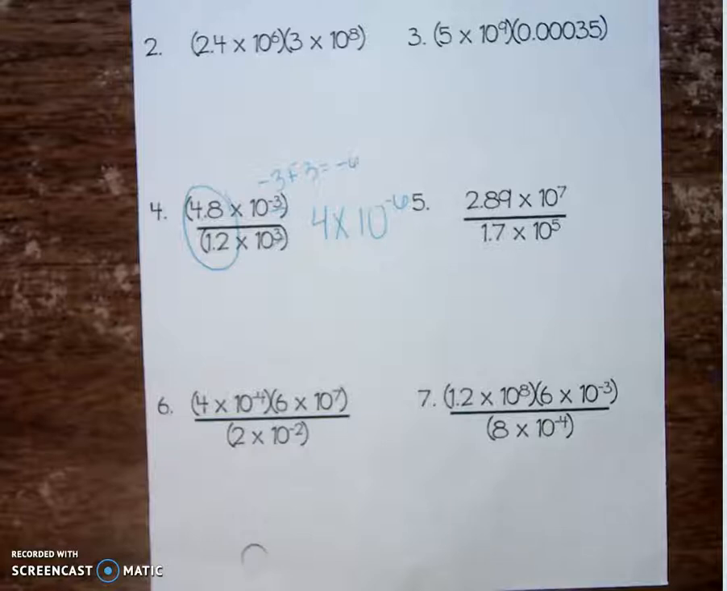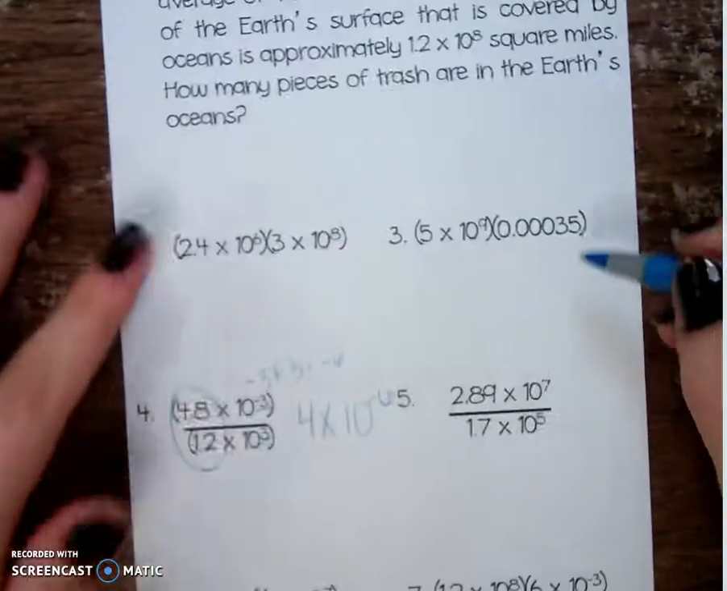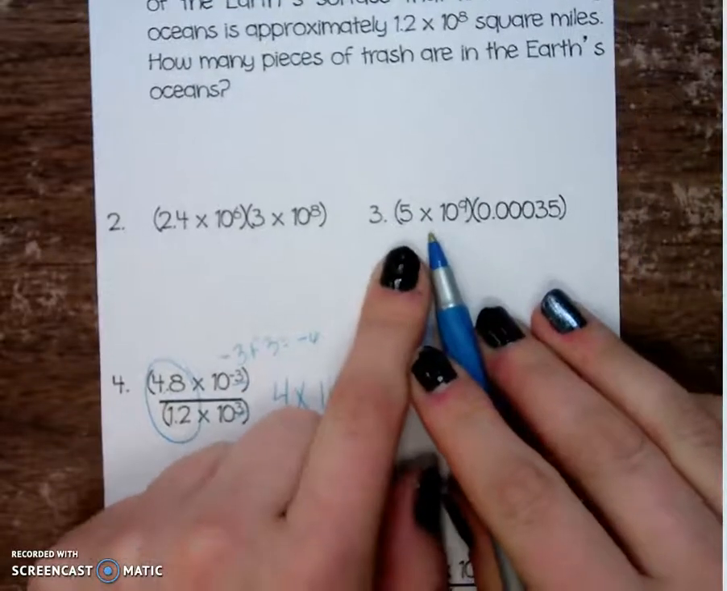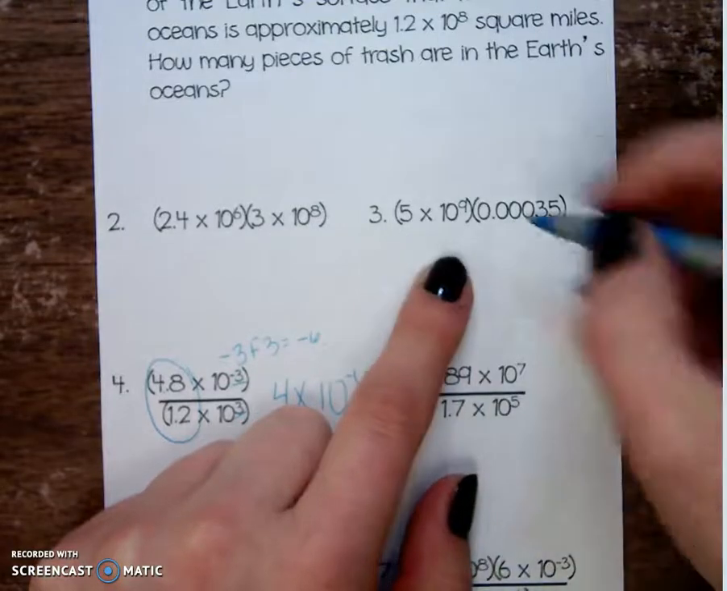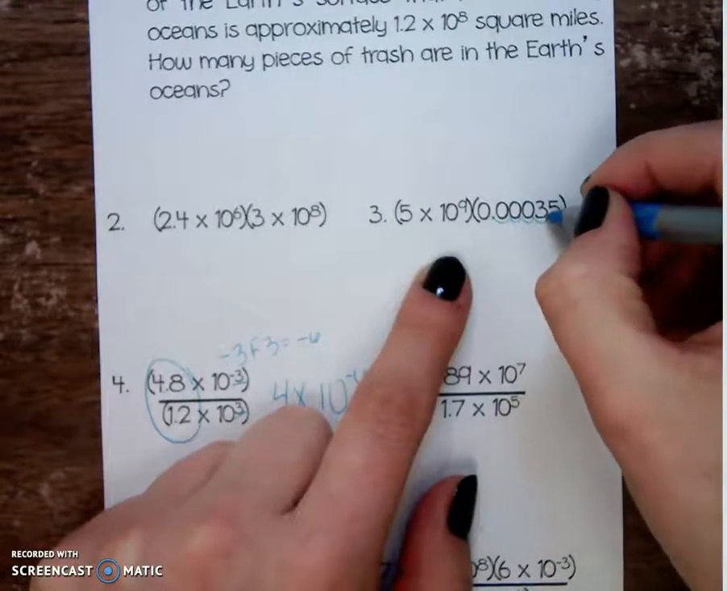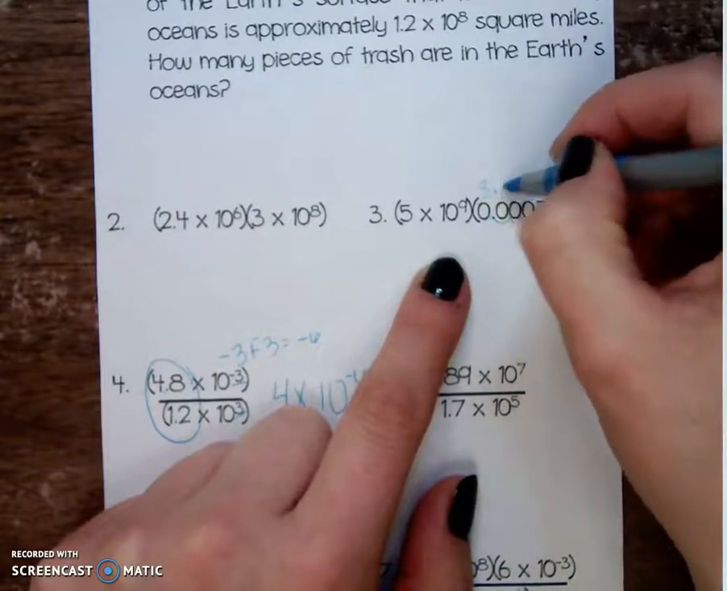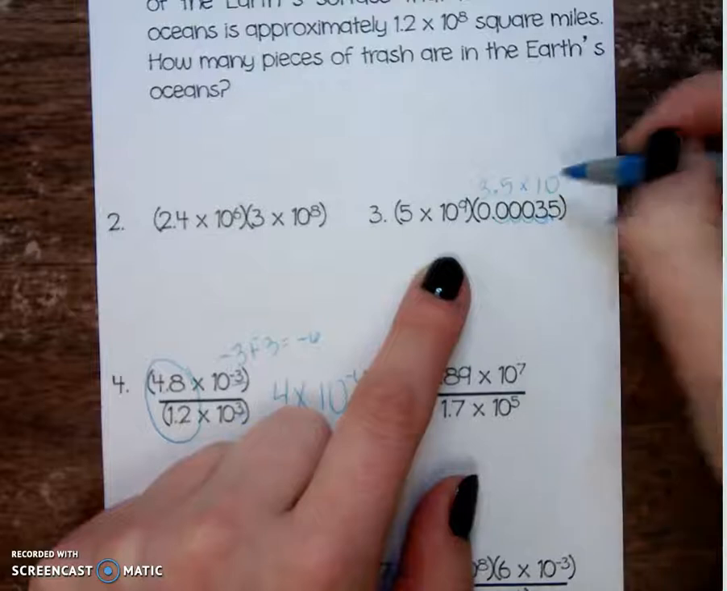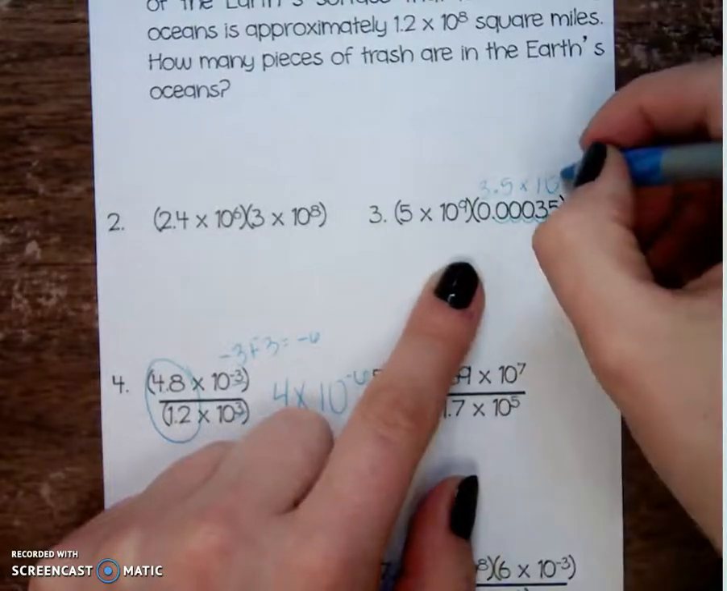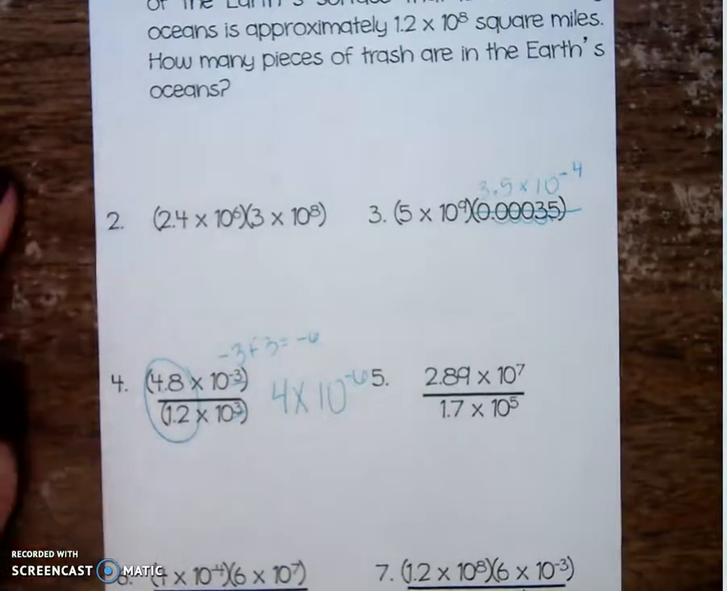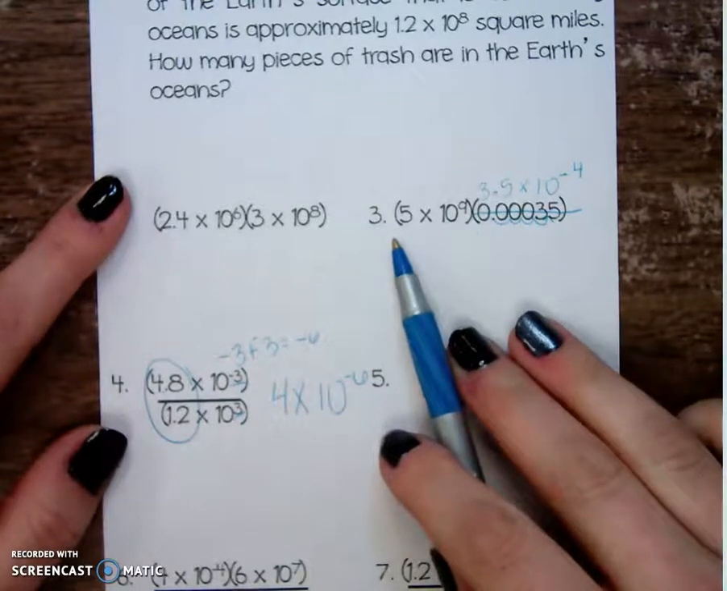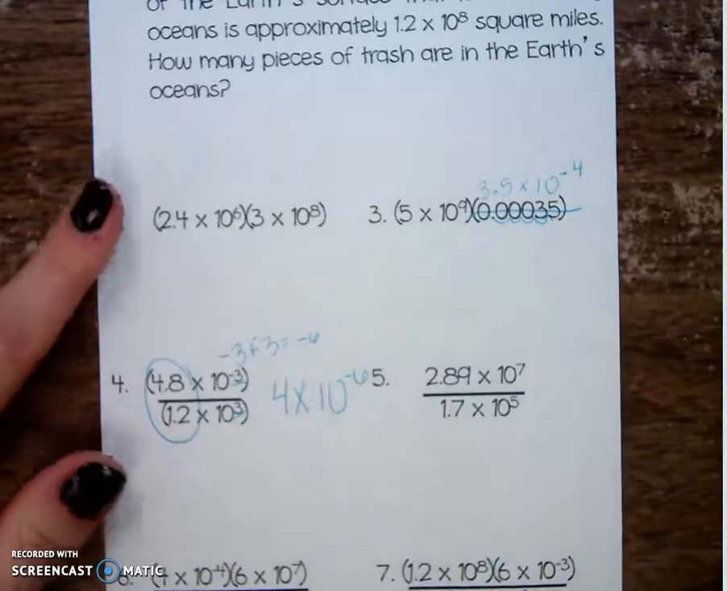All right? The next thing, let's look at this one up here, number 3. You notice that this is in scientific notation, but this one is not. So we need to put this in scientific notation first. So I'm going to move the decimal 1, 2, 3, 4 spaces, so I actually have 3.5 times 10. This is a really small number, so it gets a negative exponent, and I moved 4 spaces. So I don't have to look at that standard form anymore. So 5 times 3.5 is 17.5.